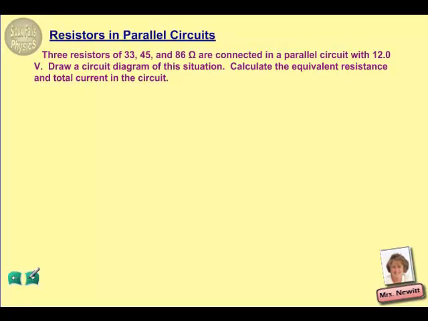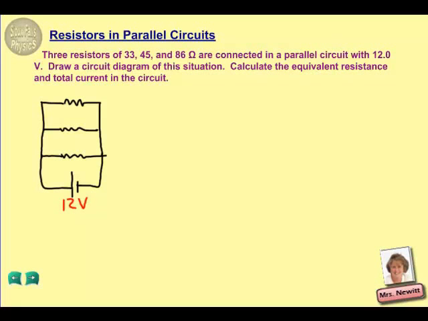Notice again that when we include a resistor, the resistor is given by a little jaggedy line. If all 3 are in parallel, then we would draw them all on separate lines of the circuit, and then that eventually needs to connect back to the battery. And at this point we can do our labels. The battery is 12 volts, and our resistors are 33, 45, and 86 ohms. Now we're ready to calculate the equivalent resistance.